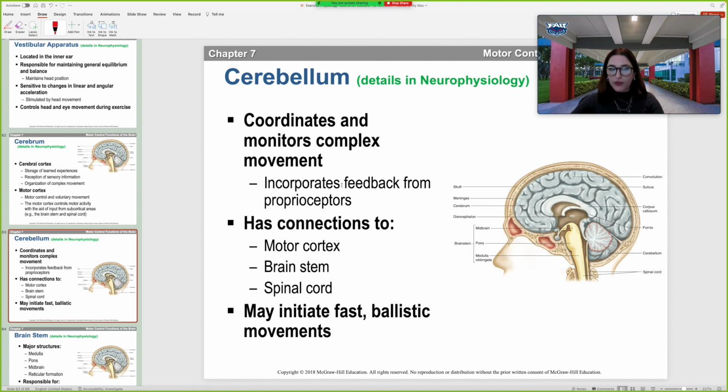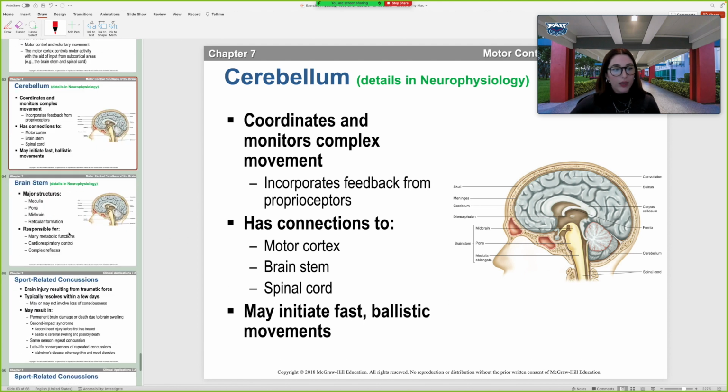The cerebellum coordinates and monitors complex movements. It incorporates feedback from proprioceptors. So our proprioceptors not only are doing their reflex things, but they're also telling our brain just where we are in space. Those proprioceptors are not only good for reflexes; we want to consciously know where our limbs are and what they're doing. It has connections to the motor cortex, the brainstem, and the spinal cord. It may also initiate fast ballistic movements.